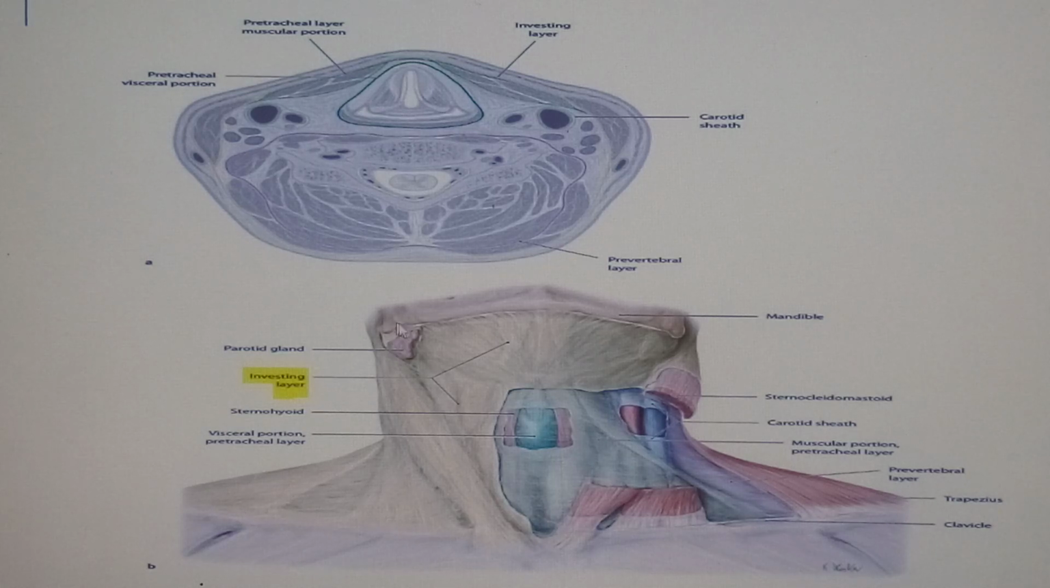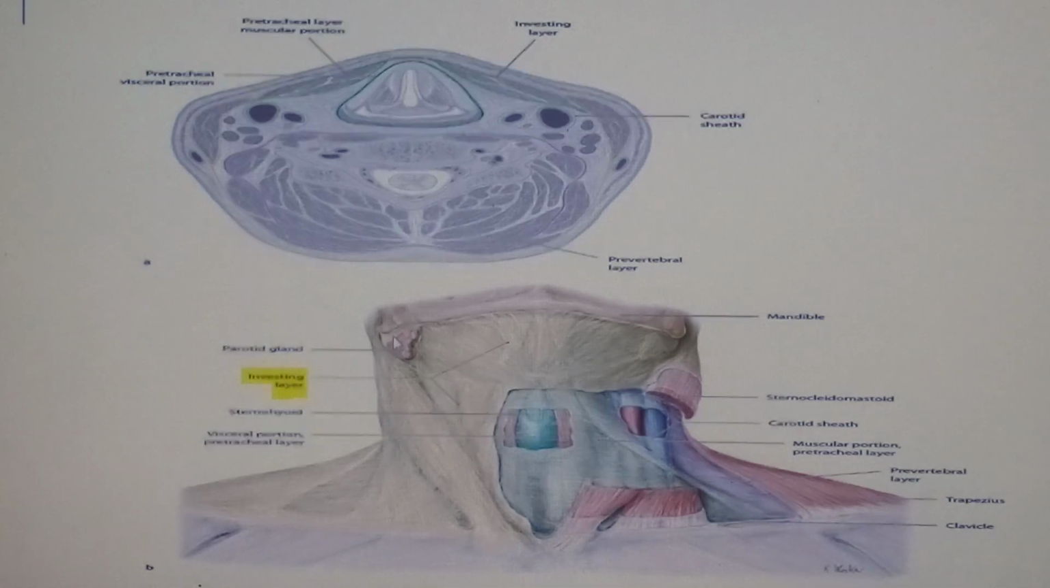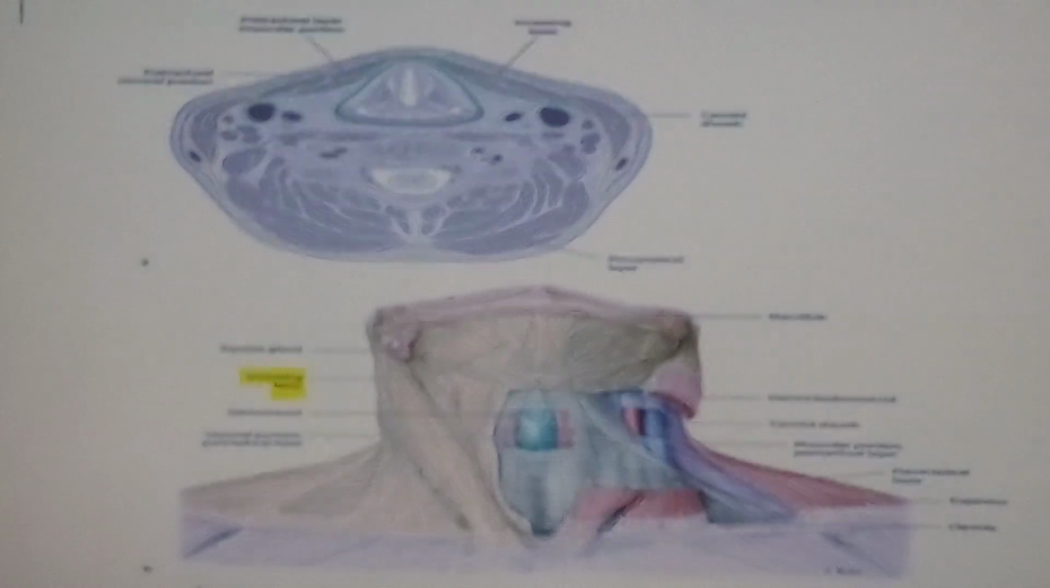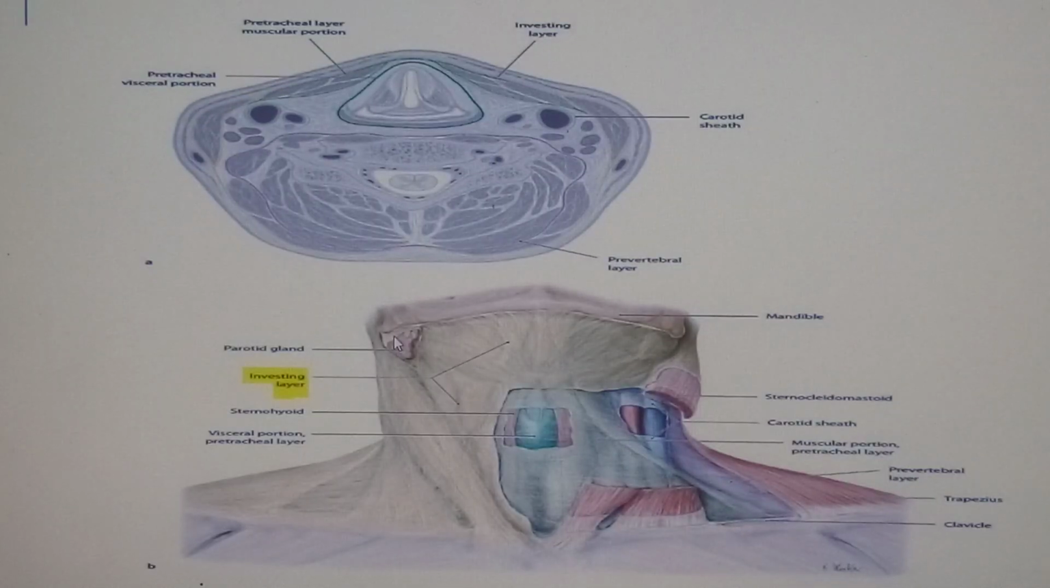But more importantly, what I want you to know is that this investing layer of the deep cervical fascia also invests this gland, which is over here, which is the parotid gland. My friends, not only the parotid gland, but also the submandibular gland. Alongside the parotid gland, they are also invested in this investing layer of the deep cervical fascia. And that is why the false capsule of this parotid gland is contributed by this investing layer of the deep cervical fascia.